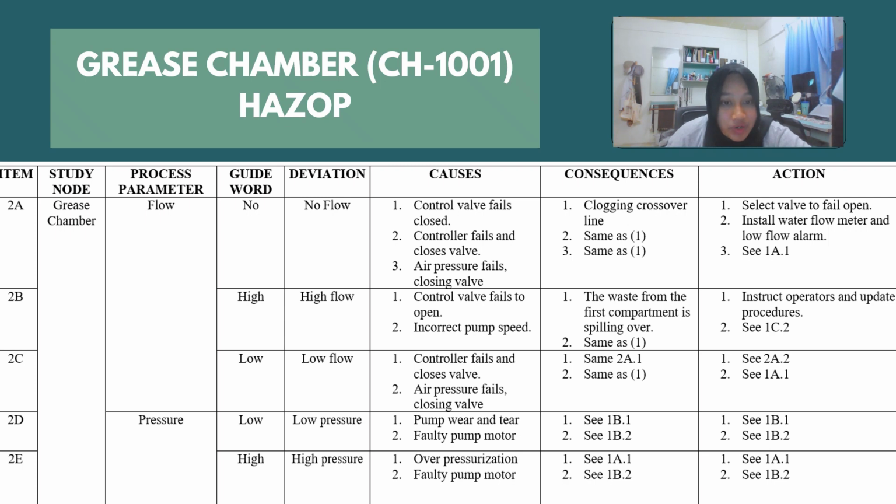Next, we have high pressure, which is caused by overpressurization, with consequences of pipe burst or damage to downstream equipment. And the action that we need to take is to install a pressure relief valve to prevent overpressurization.